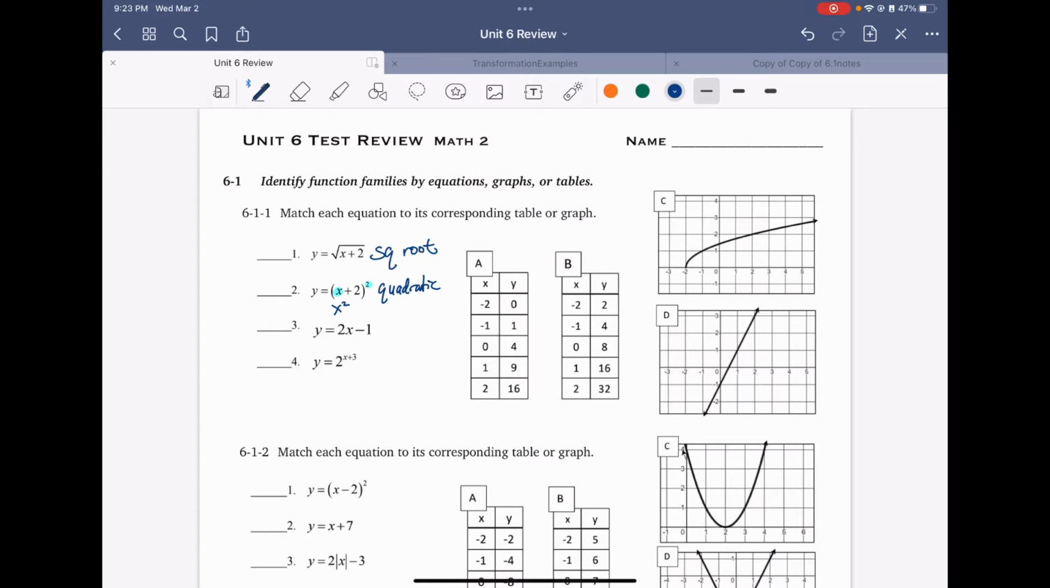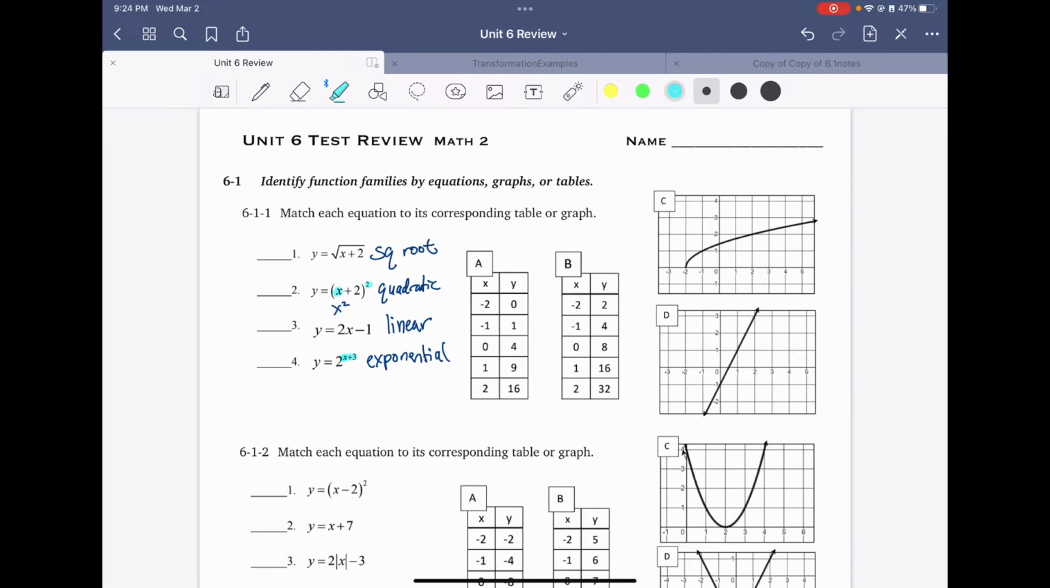All right, number 3, I don't see anything interesting going on with the x. There's no squaring, there's no square root, there's no funky exponent, there's no absolute values. The x is just plain and boring, which is my hint that it is a linear equation. The last one, the x is doing something weird. It is up in the exponent. So remember, if the x is in the exponent, it is an exponential equation. So don't get confused. Just because you have an exponent, like in number 2, that square, it is an exponent. That doesn't mean it's exponential. The x has to be in the exponent for it to be exponential.